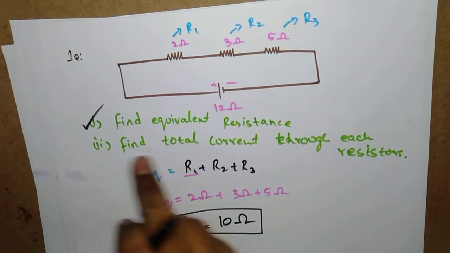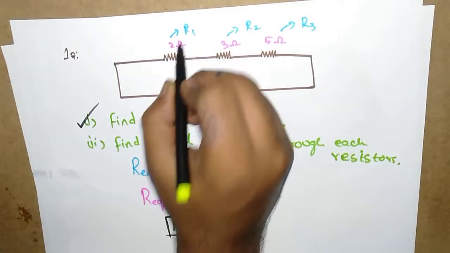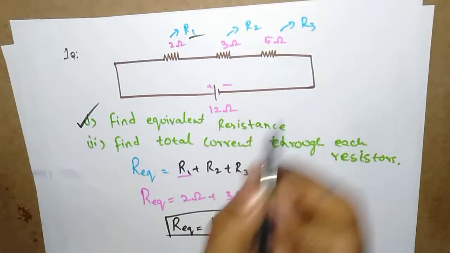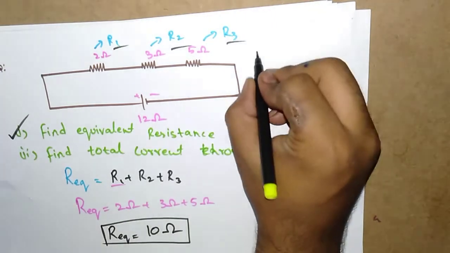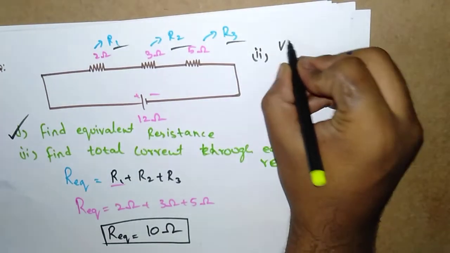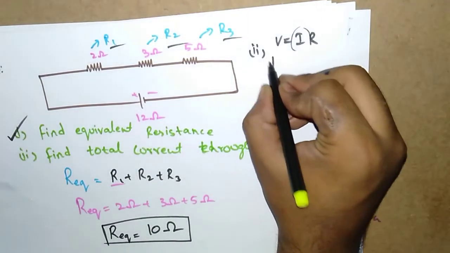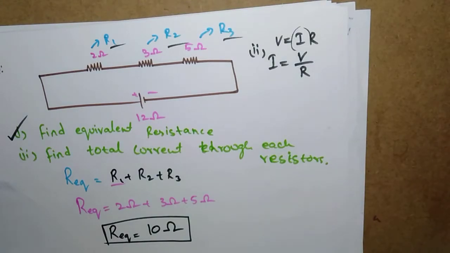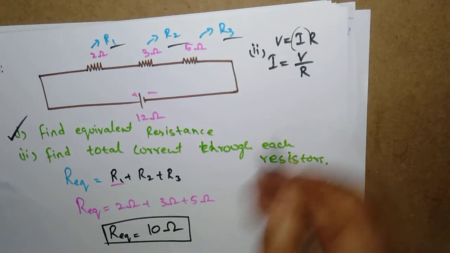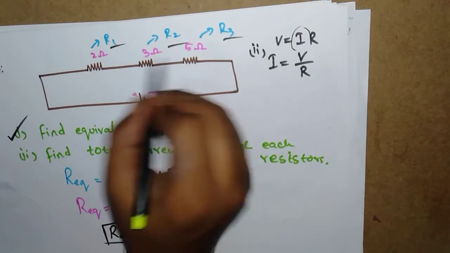The second bit is to find the total current through each resistor. We have to find the current through R1, through R2 and R3. So we have a relation. To find the current through each resistor we have the relation V is equal to IR. If we want the value of current, then I is equal to V by R. Here we don't have a single resistance value. We have 2 ohms, we have 3 ohms, we have 5 ohms.